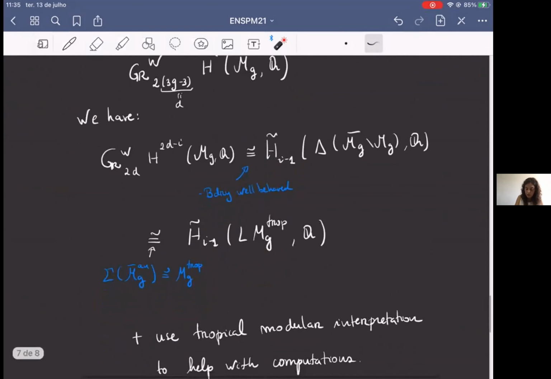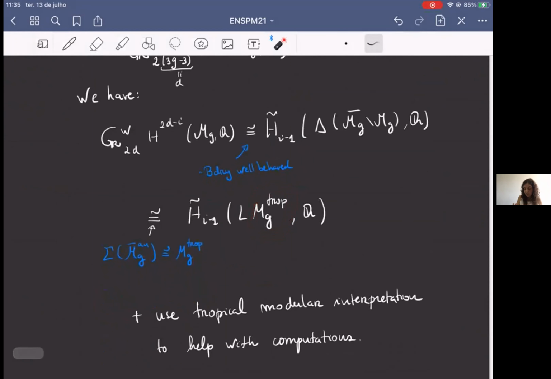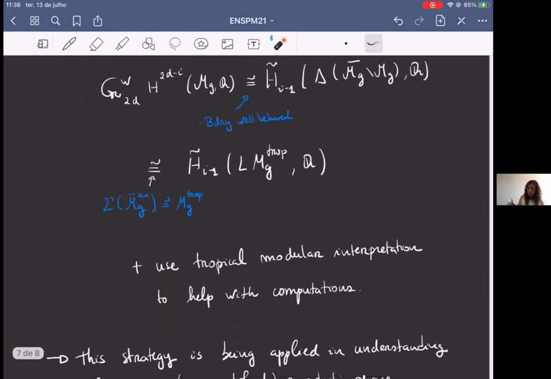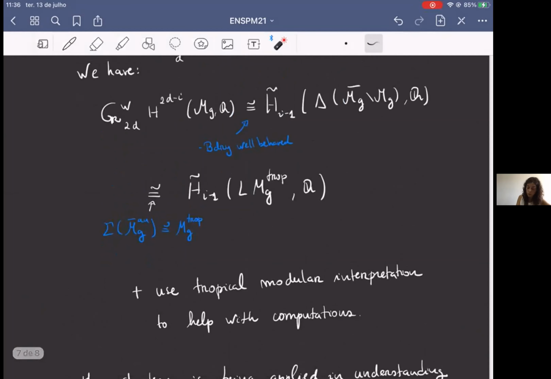And then, this is intrinsic, but this is a modular interpretation. So in order to compute homology, you can try to use graph theoretical results or things like that to compute homology in certain degrees. And this is what I say here. So you can use tropical modular interpretation to help with computations. And this has actually been carried on to understand the top weight topology of MG in work by Chen, Galatius, and Payne recently.